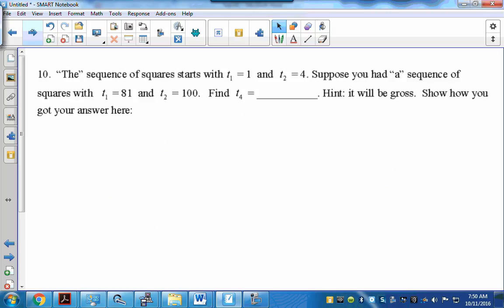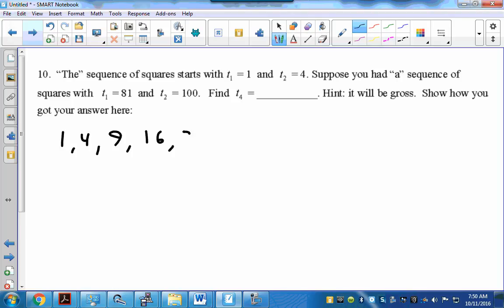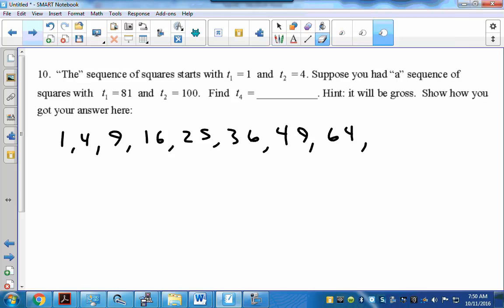And again, check your version of the test. The sequence of squares, there is one sequence of squares. It goes 1, 4, 9, 16, 25, 36, 49, 64, 81, 100, 121, and so forth. That is the sequence of squares.